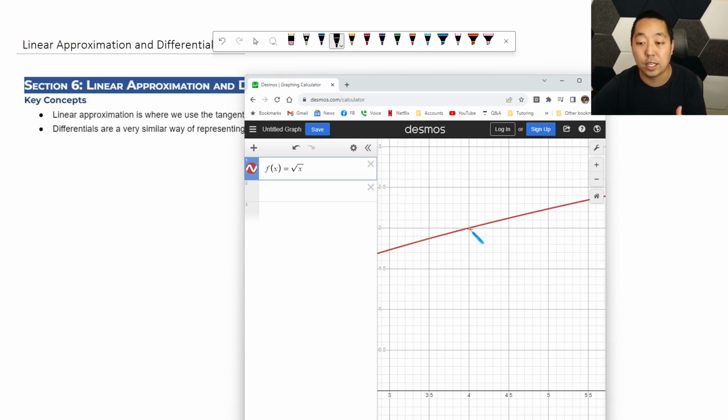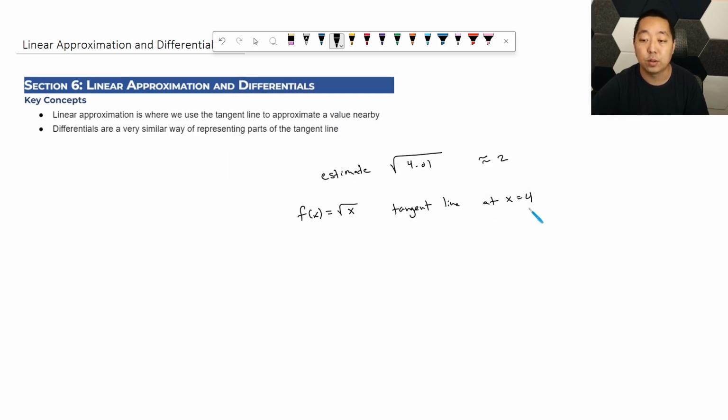Just to understand the application, I want a tangent line so that I can give you a better estimate of what the square root of 4.01 is. So how are we going to compute the tangent line? Remember, the way we do a tangent line is y minus y0 is m times x minus x0. So we need a point and a slope. Our point is x equals 4, and y equals 2.